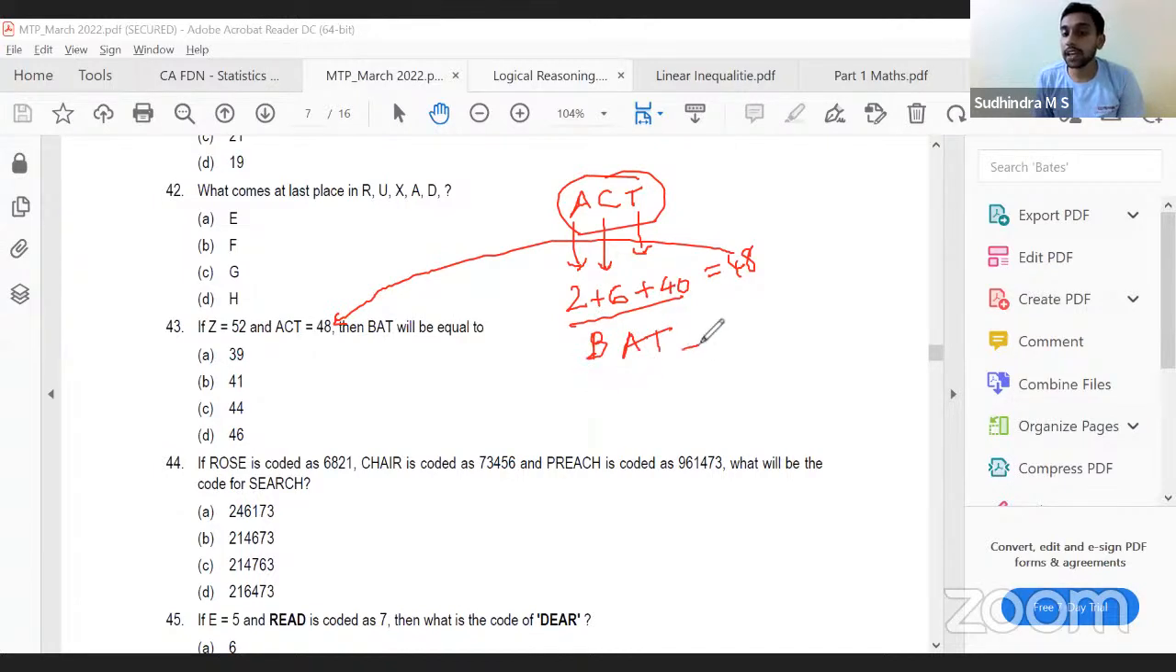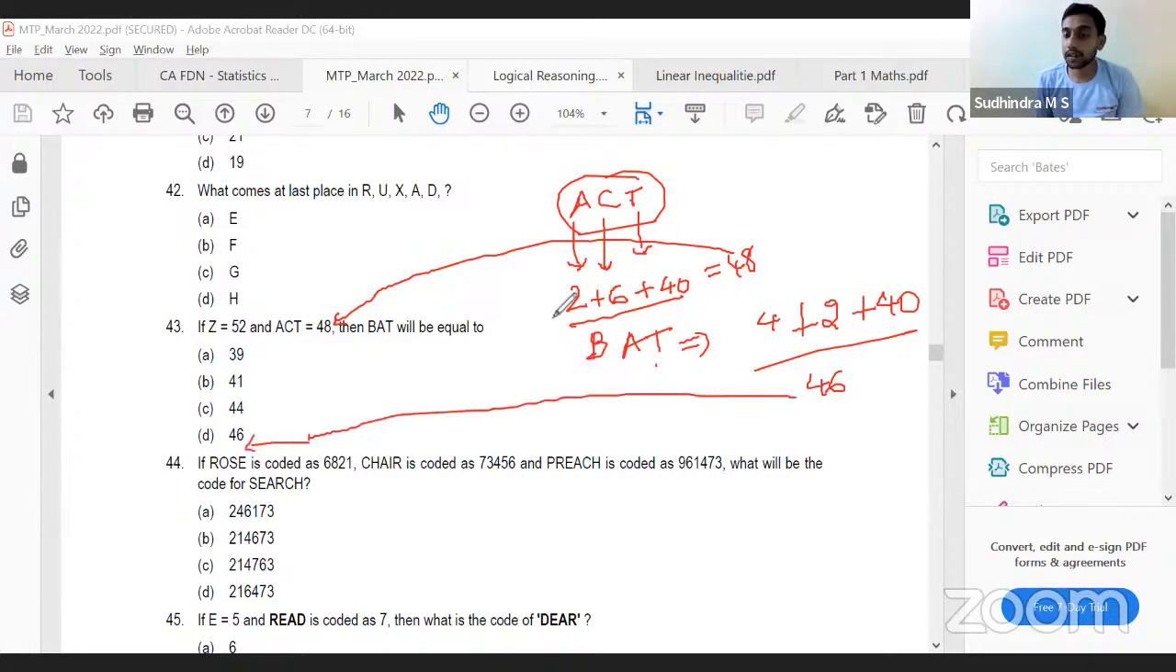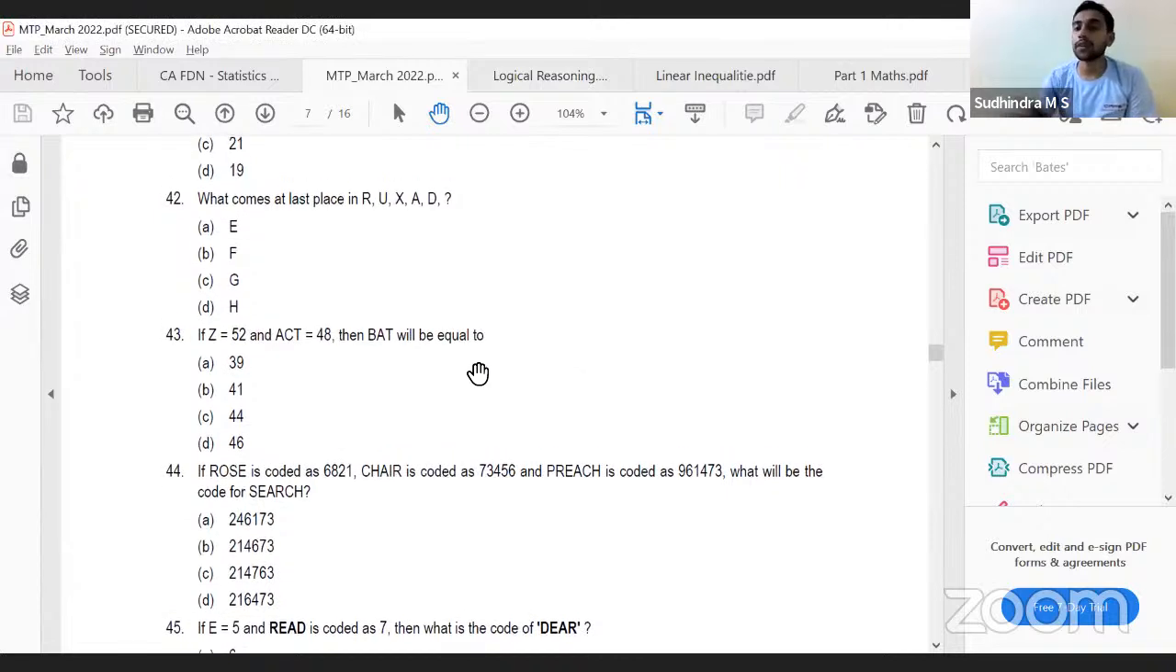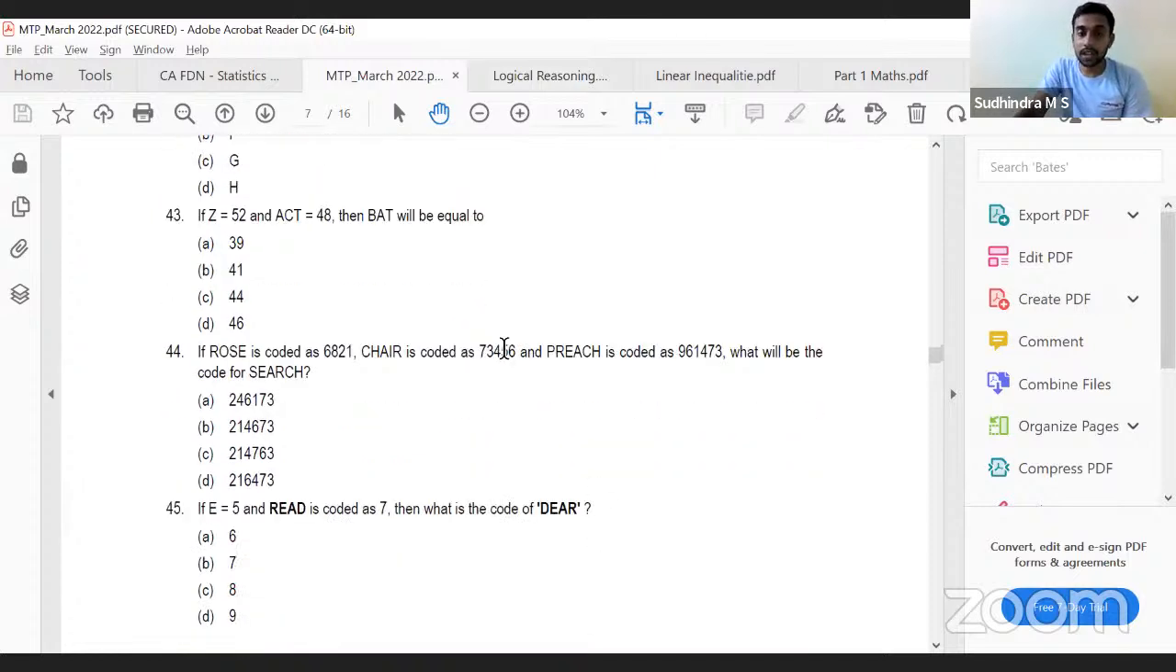What is the value of B? 4. B is the second alphabet, into 2, 4. A is the first alphabet, into 2, 2. T is the 20th alphabet, into 2, 40. So when we add up, we get 46. Understood? Yes. So similar types of problems are there in the study material. We have to just solve this kind of problems so that we get hold of how we are getting this, right? Then it will be easy for us to manage.